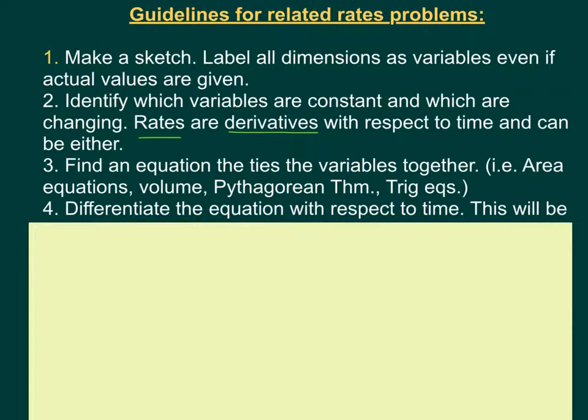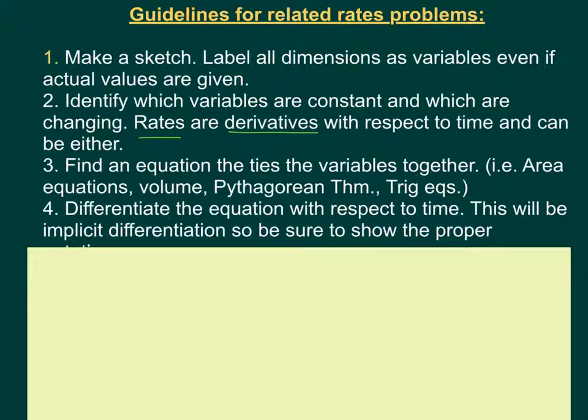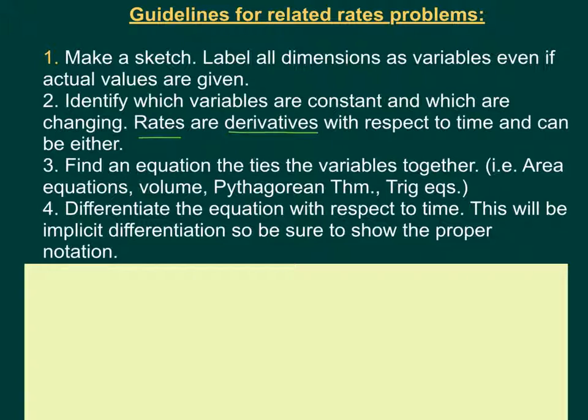So our next step, go ahead and differentiate. Take the derivative of our equation. Again, we're going to take the derivative with respect to time. Now, since it's going to be with respect to time, the variables are going to be different. They're not going to match up. So we're looking at implicit differentiation here, so you've got to make sure and use your chain rule.